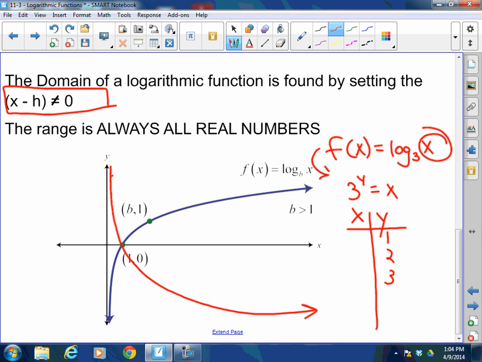So let's choose when y is 1, when y is 2, and when y is 3. How about that? When y is 1, 3 to the first power is 3. When y is 2, 3 squared is 9. When y is 3, 3 cubed is 27.